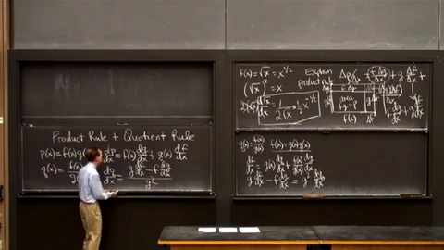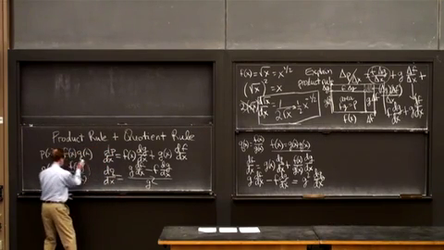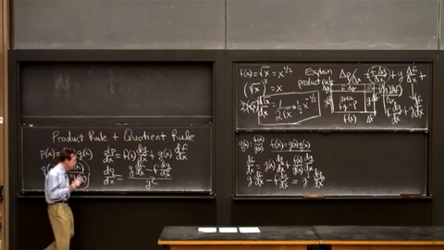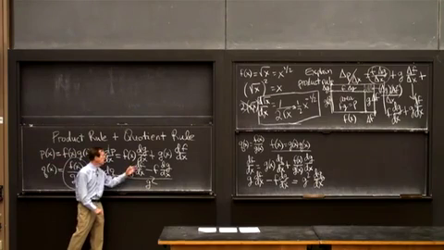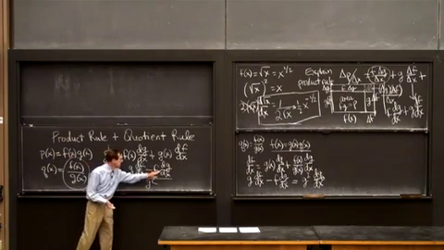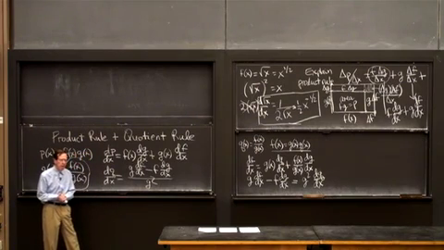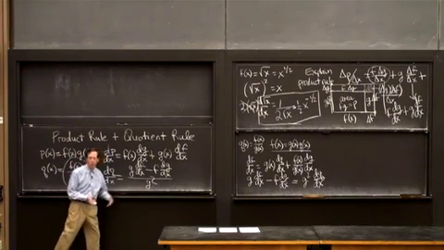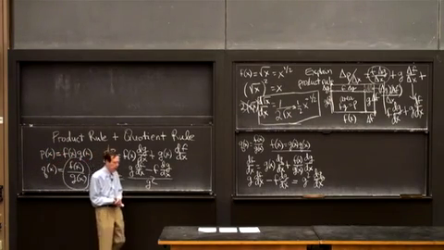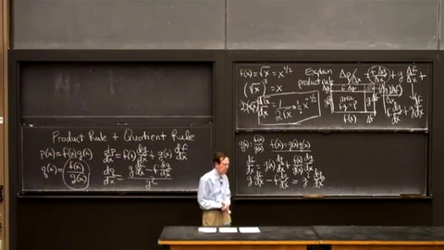So for me, remember we're dealing with f over g. F is the top, g at the bottom. So I say to myself, the bottom times the derivative of the top minus the top times the derivative of the bottom, divided by the bottom squared. Oh, well, that wasn't brilliant. But anyway, I remember it that way.